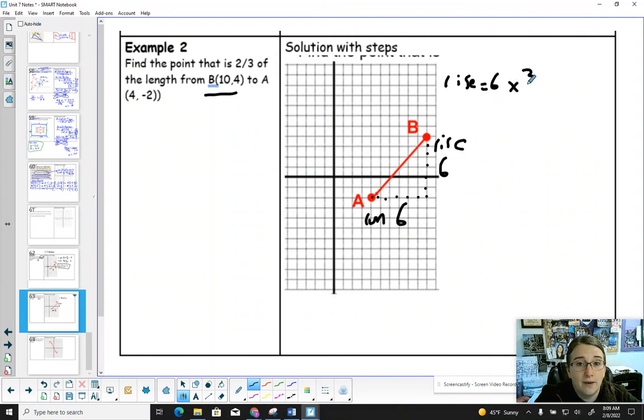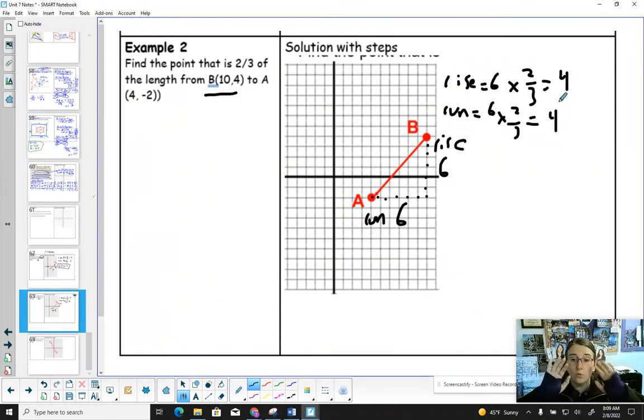And I would times it by 2/3, right? I would take my run and 6 times it by 2/3. We know that, again, it's going to be 4 in both cases. So we still will do that.